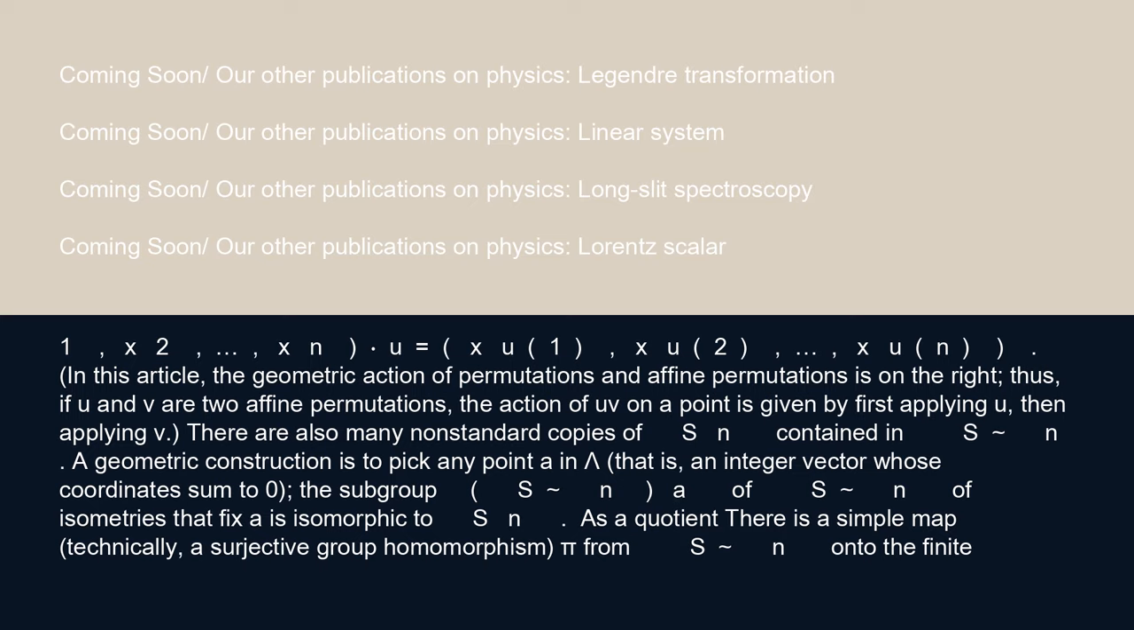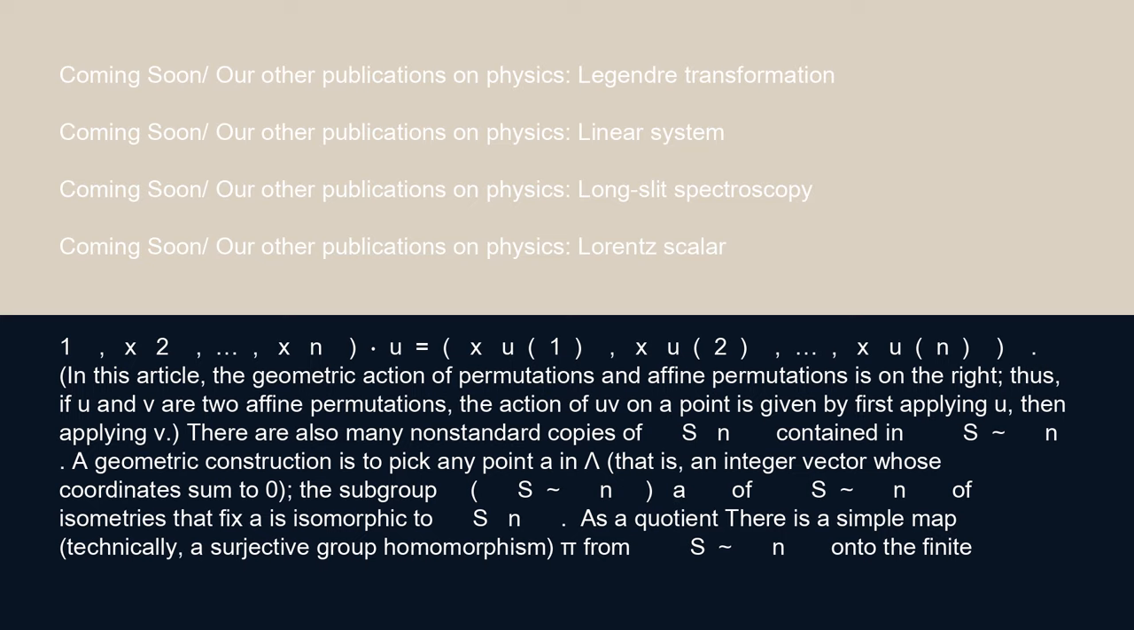In this article, the geometric action of permutations and affine permutations is on the right. Thus, if u and v are two affine permutations, the action of uv on a point is given by first applying u, then applying v. There are also many non-standard copies of S_n contained in S̃_n. A geometric construction is to pick any point in Λ, that is, an integer vector whose coordinates sum to zero; the subgroup of S̃_n of isometries that fixes it is isomorphic to S_n.